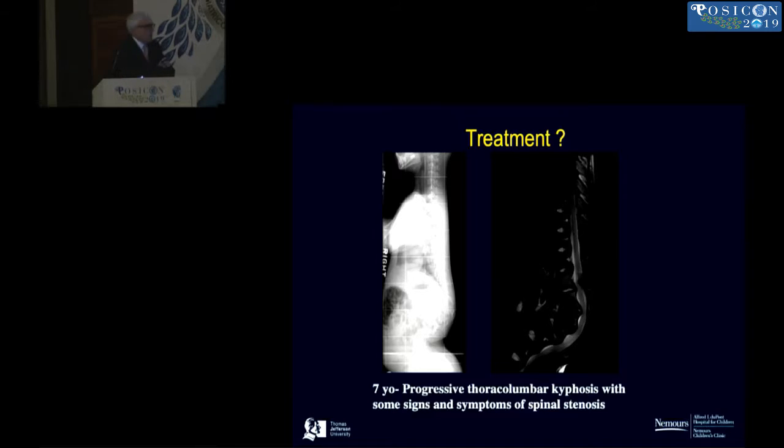This is just a quick case to show you what not to do. I received this boy and then fixed him after this, but this was how he presented to the initial surgeon at age 7 with a significant thoracolumbar kyphosis and some signs and symptoms of spinal stenosis. So, what's the treatment?